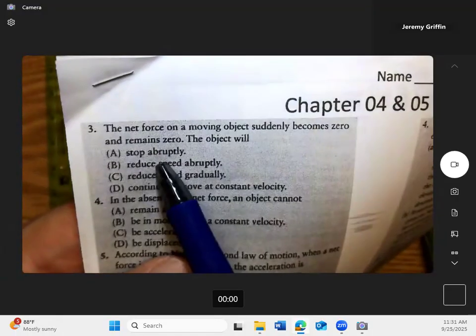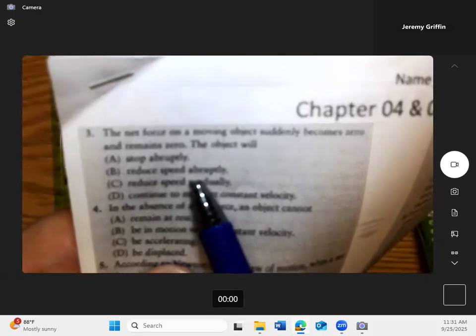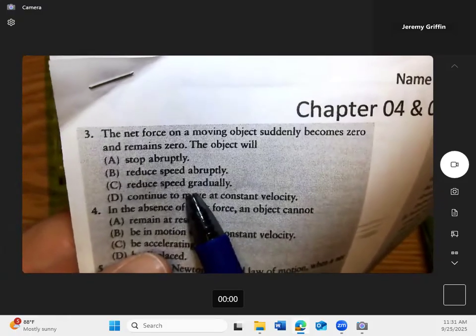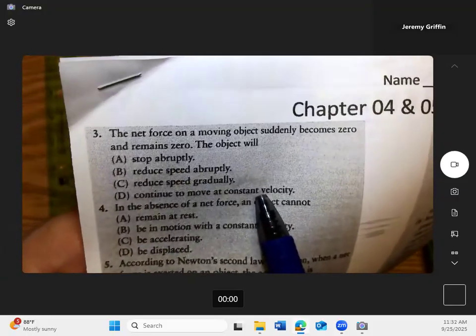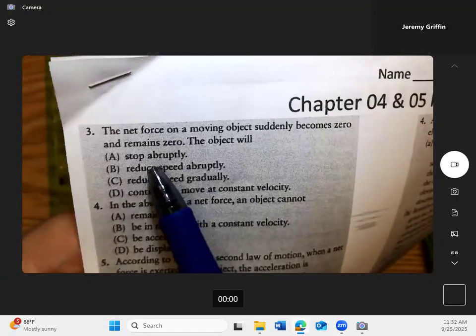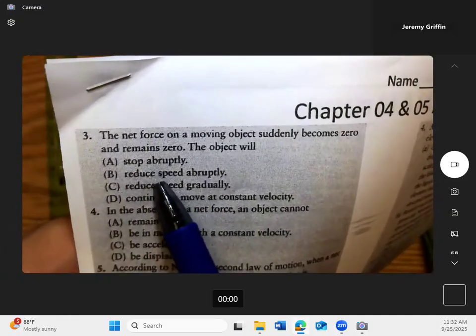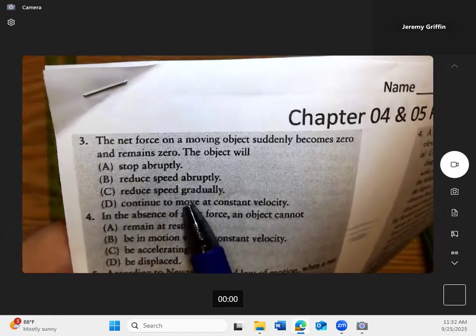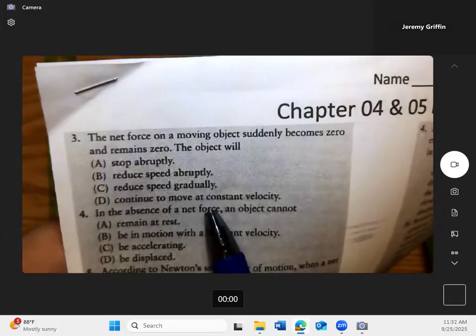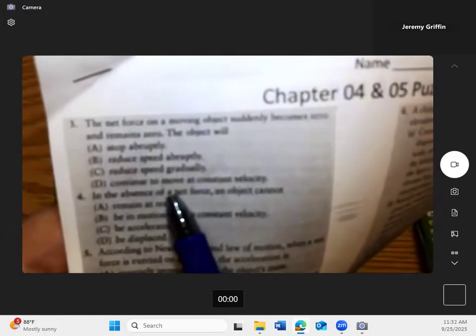Let's read the answers, then I'll see a show of hands. Will 0 net force stop it abruptly? Will it reduce speed abruptly? Will it reduce speed gradually? Or will it continue to move at constant velocity? You guys have the premise in the options. Show of hands. How many think 0 net force means it stops abruptly? Who says 0 net force reduces speed abruptly? Who says it reduces speed gradually? And who says 0 net force will continue to move at constant velocity? Oh yeah, there's all the hands right there. Look at all those winners.